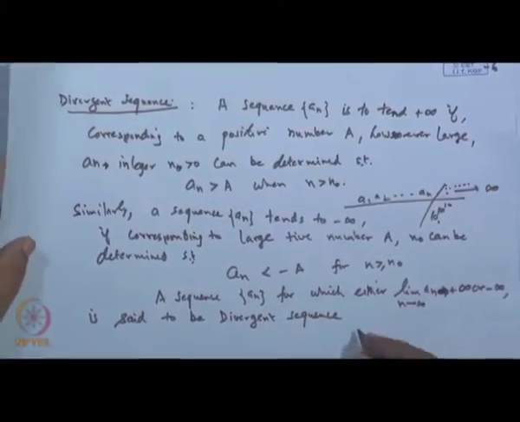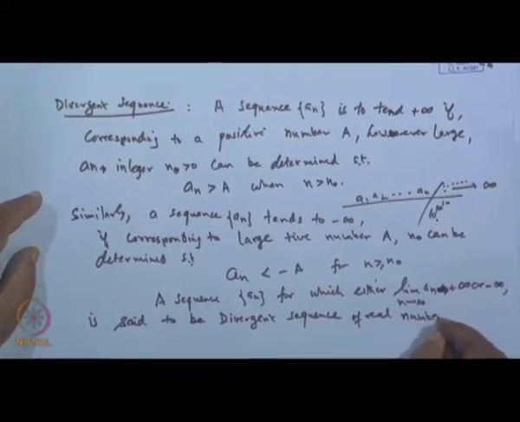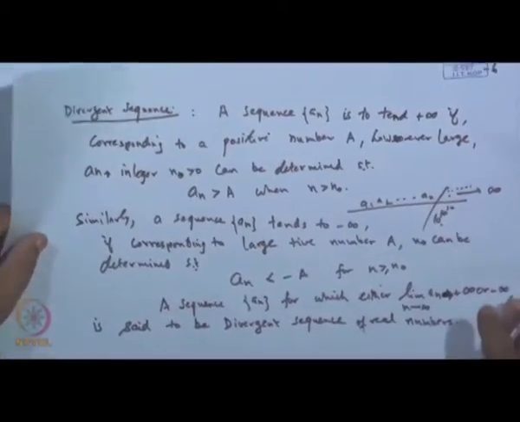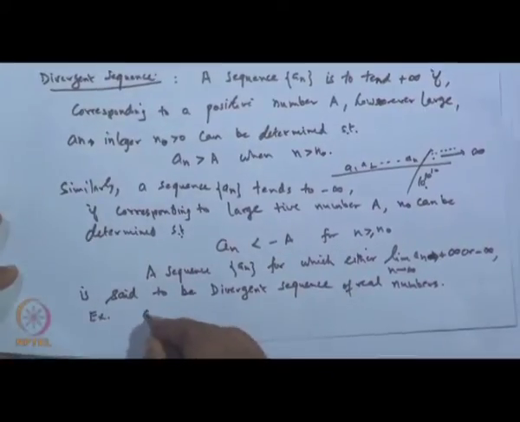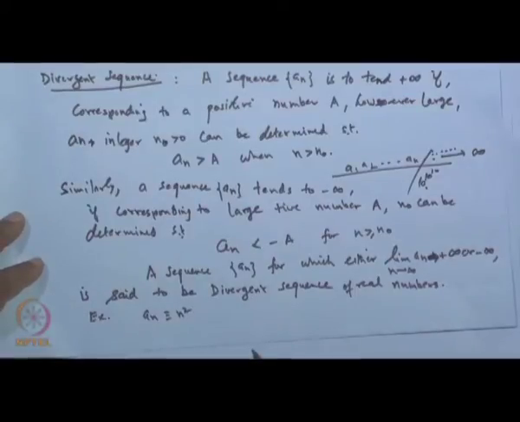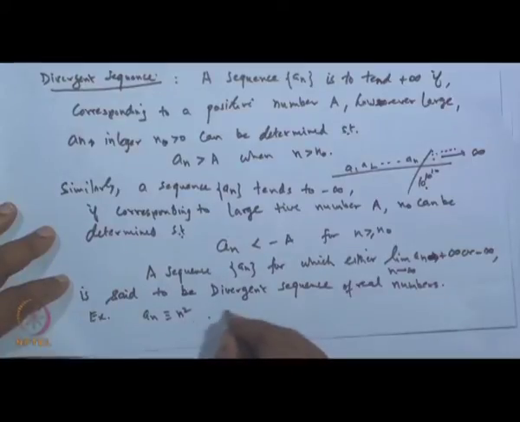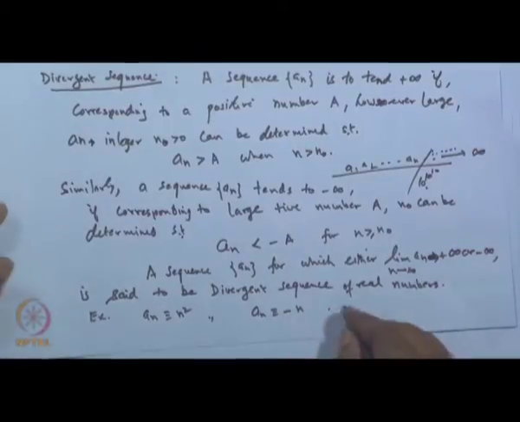Of real numbers. For example, suppose I take a_n, the sequence, say n square, this will diverge. Similarly, other sequences you can say will diverge to plus infinity. If I take a_n equal to, say, minus n, it will diverge to minus infinity, like this and so on. Then oscillating sequence.